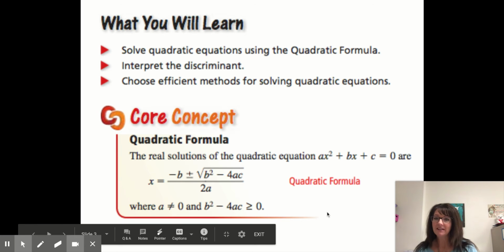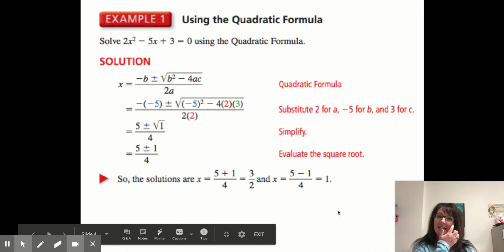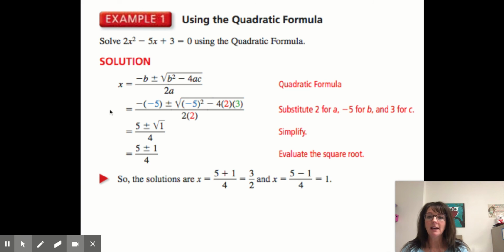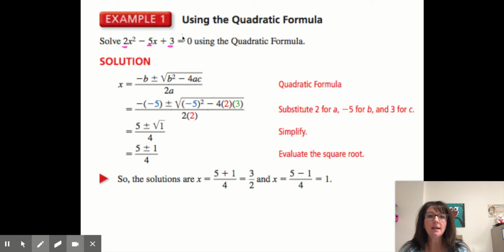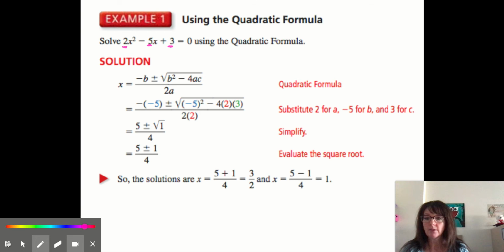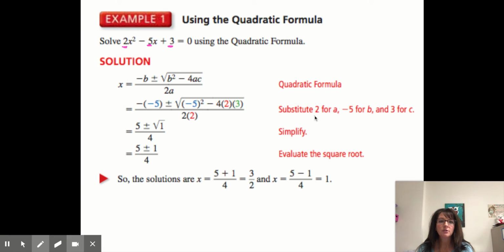Boy, that was something. All right, so let's take a look at using this. The main thing you're going to want to do is identify your a, your b, and your c, okay? So a is equal to 2. Here it shows you, you're substituting in 2 for a, -5 for b, and 3 for c. So we're just going to use substitution and then simplify.